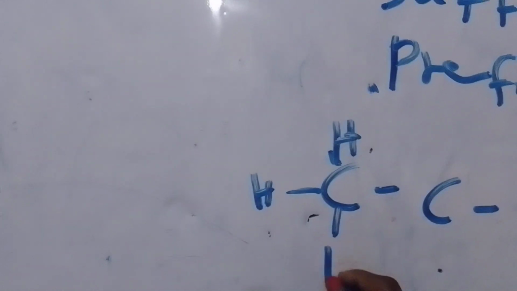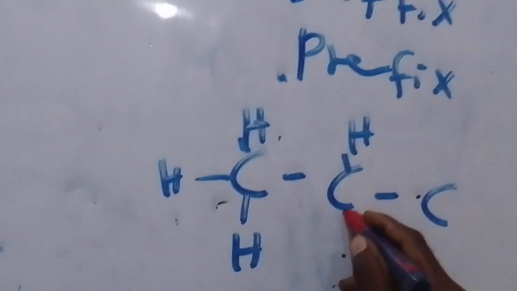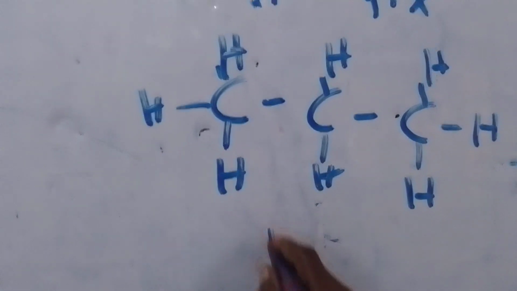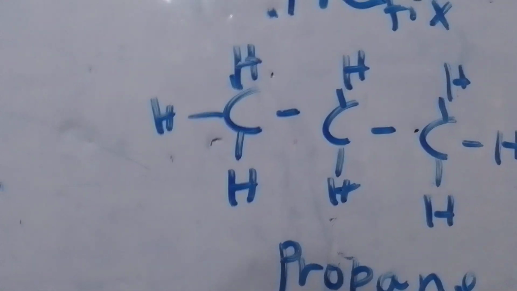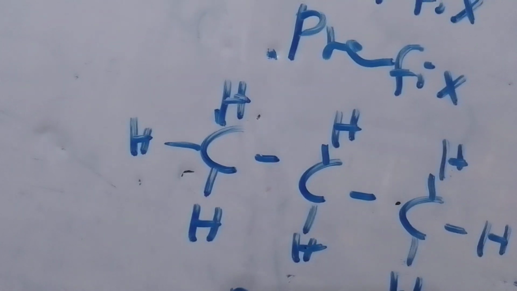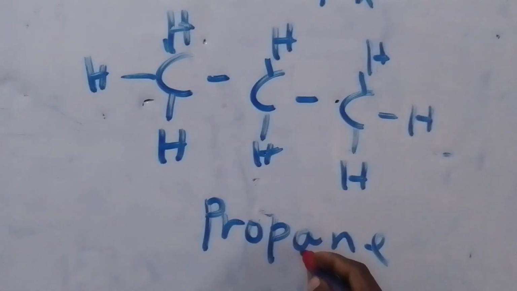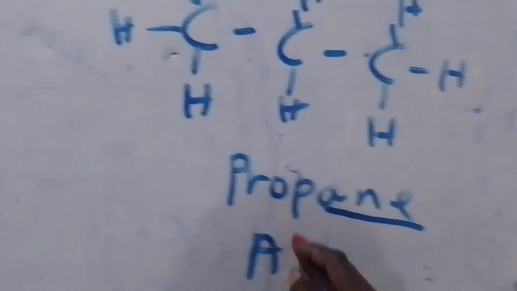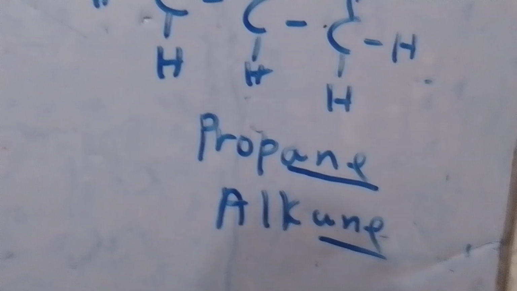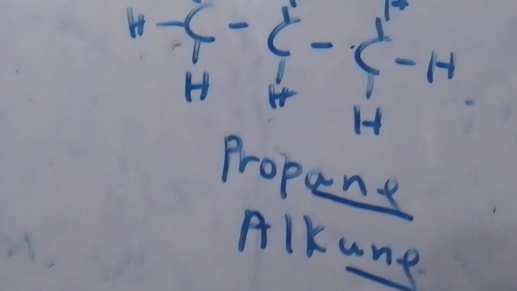Now, for instance, if I have a compound like this, let me say, the name of this compound is propane. Now, the root of this compound, what we actually mean by the root name is this ANE, which is gotten from alkane. Now, ANE denotes the name of the parent alkane, the family of organic compounds.